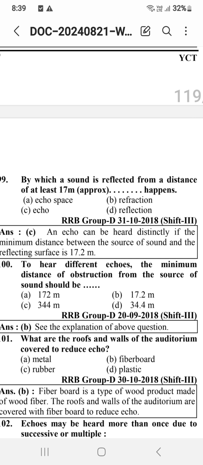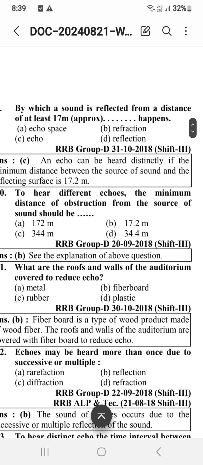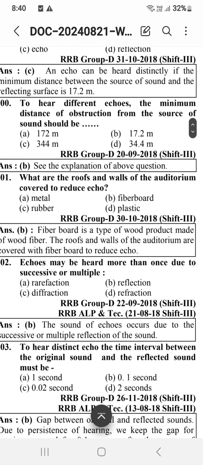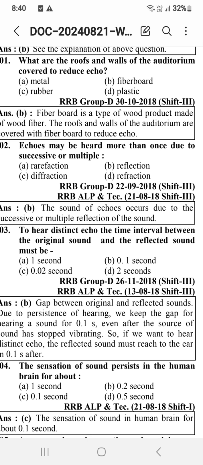To hear the distinct echo, the minimum distance of obstruction from the source of sound should be 17.2 meter. Why are the roofs and the walls of the auditorium covered, to reduce the echo? Fiberboard. Echo may be heard more than once due to successive or multiple reflection. To hear the distinct echo, the time between the original sound and the reflected sound must be 0.1 second. The sensation of the sound persists in the human brain for about 0.1 second.